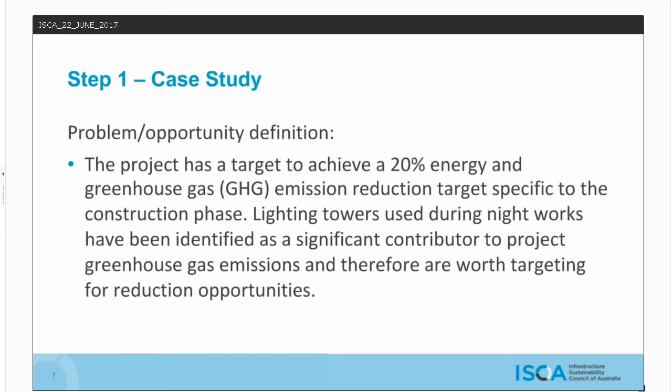The project has a target to achieve a 20% energy and greenhouse gas emission reduction target specific to the construction phase. Lighting towers used during night works have been identified as a significant contributor to project greenhouse gas emissions and therefore are worth targeting for reduction opportunities. That's the summary of the problem or opportunity definition, in this case, an opportunity. Back to you, Nicole. Thanks very much, guys.